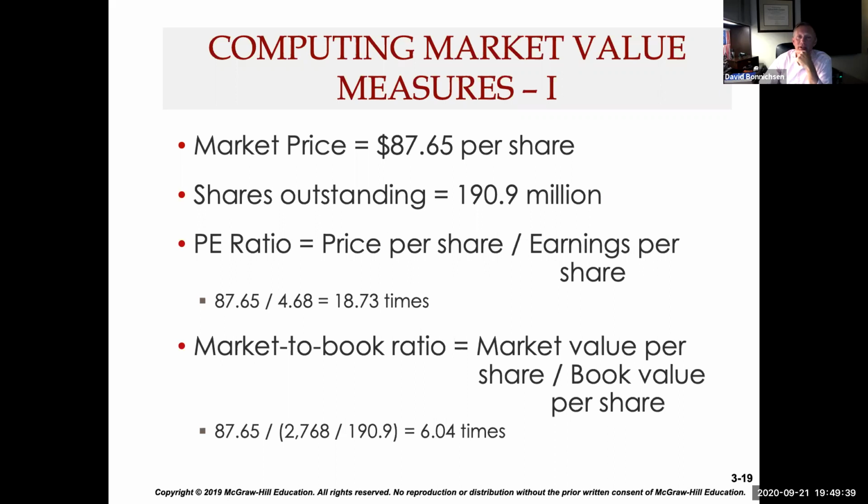So let's think about that for a second. If you were willing to buy one share of this company at 87.65, can somebody in layman's terms tell me what you're actually buying at that point? You're buying one share at 87.65. We know that. But based upon this PE ratio of 18.73, what are you actually buying? What are you believing in as it relates to this company?